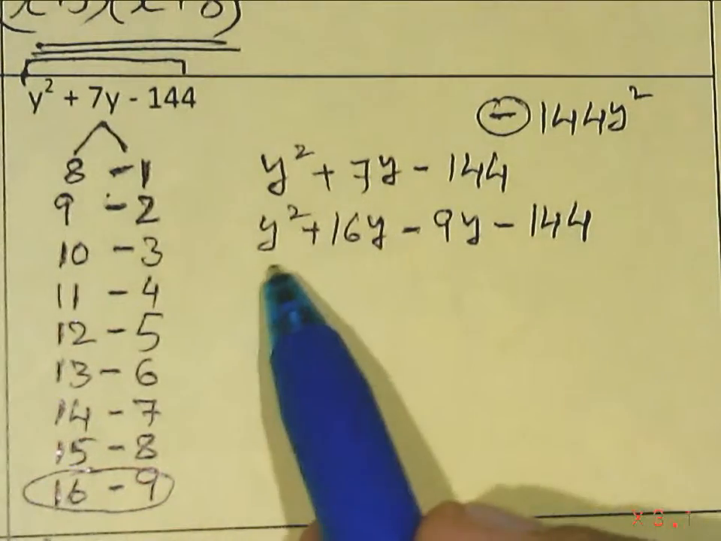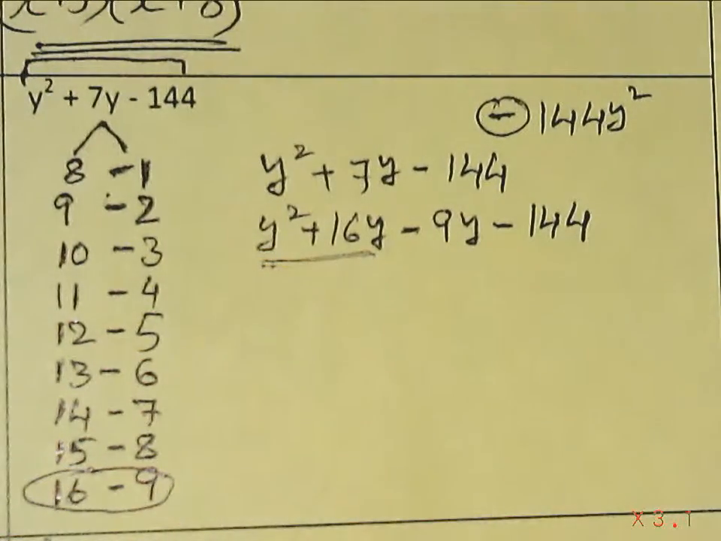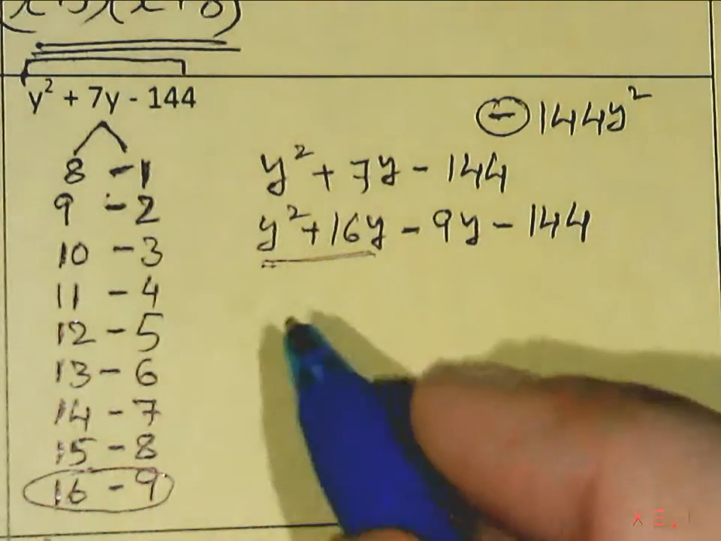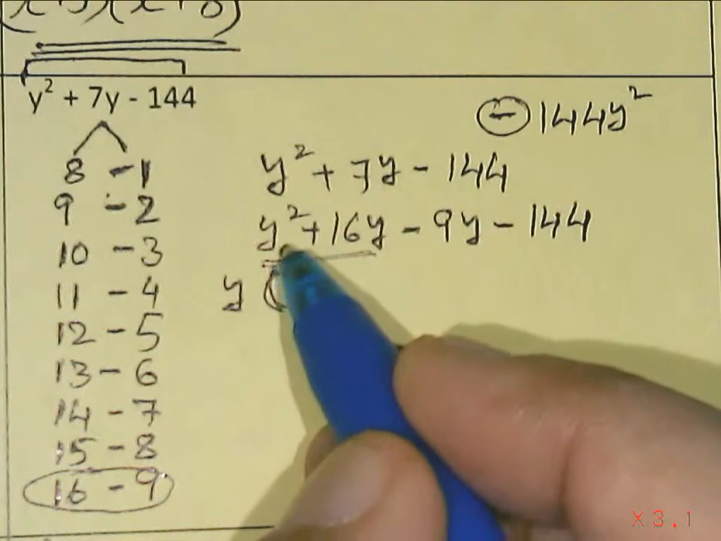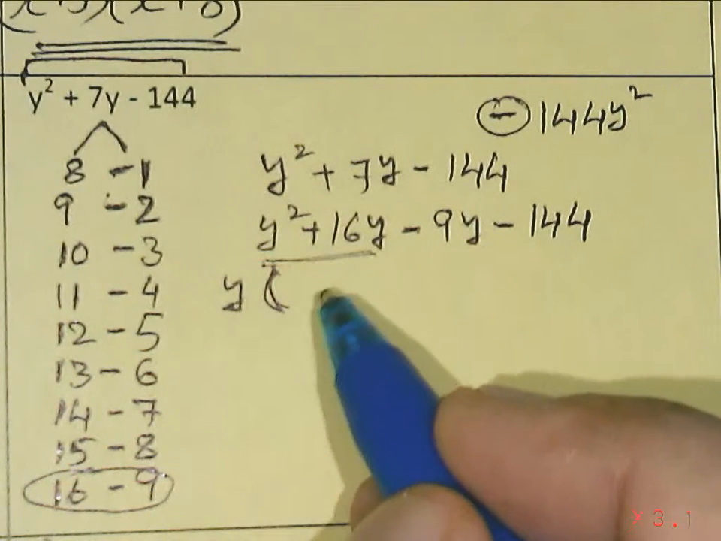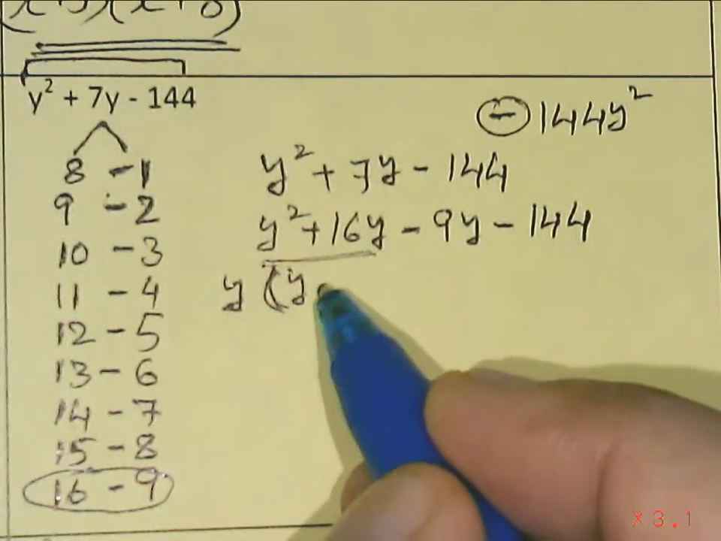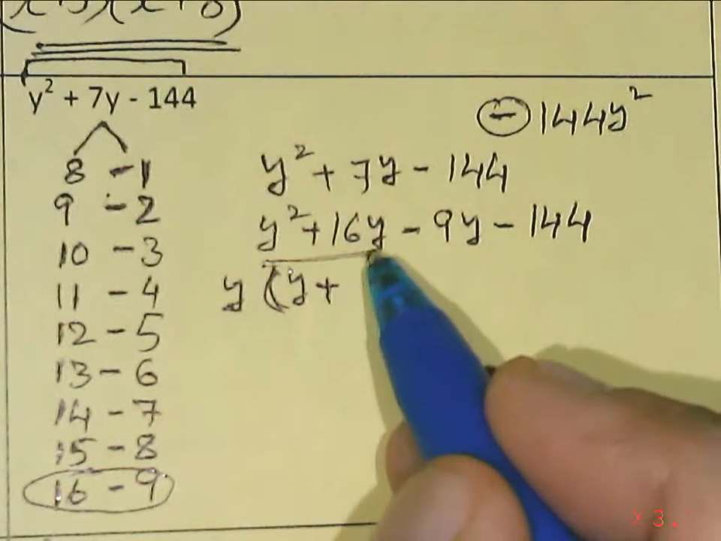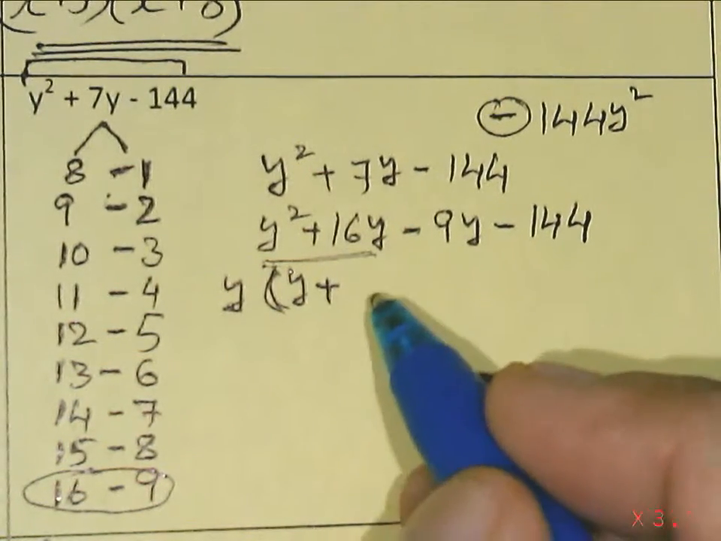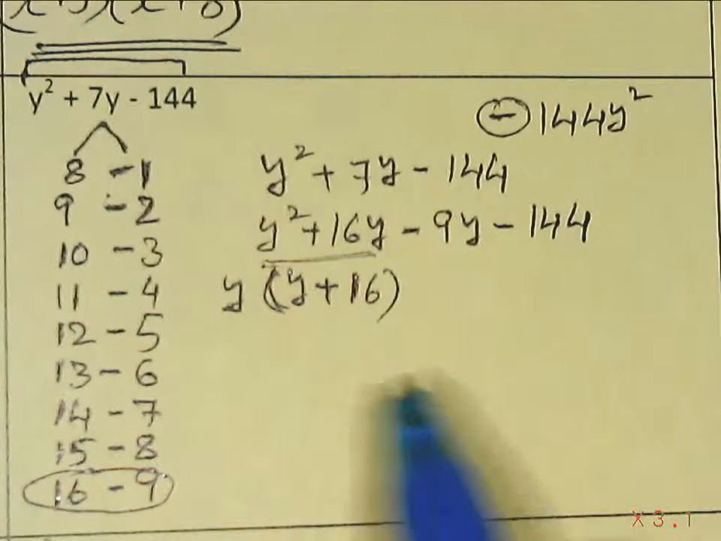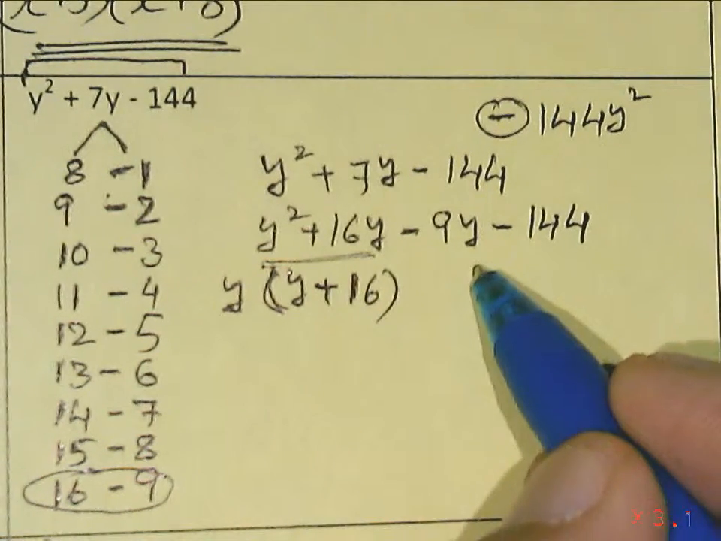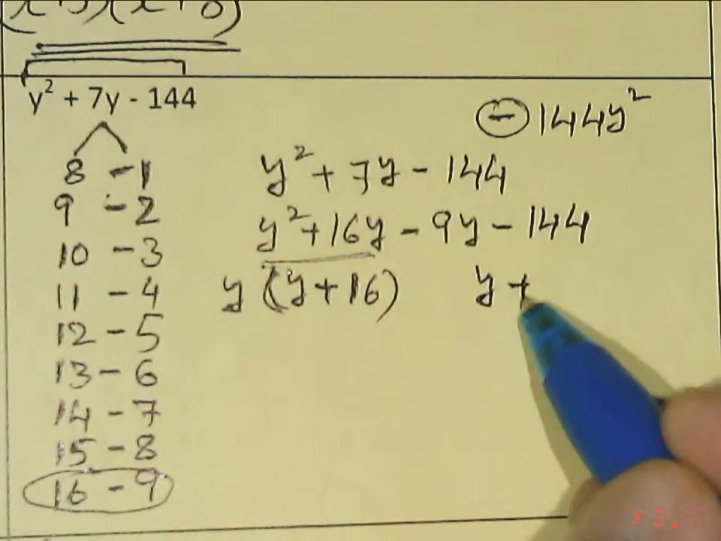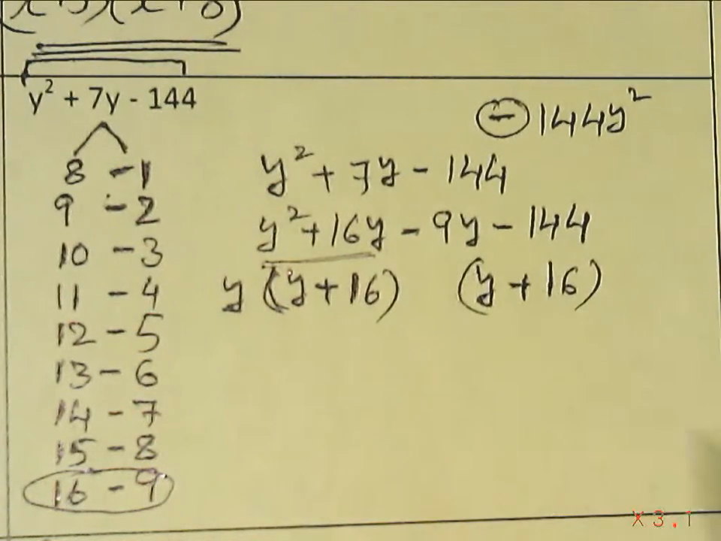Here, can you take something common? What can you take as common? Y. Well said. So if y is common, then out of the two y's, one is pulled out, then the other y is copied here. Then from 16y, y is pulled, then I am left with 16. Repeat the same every time. Y plus 16.